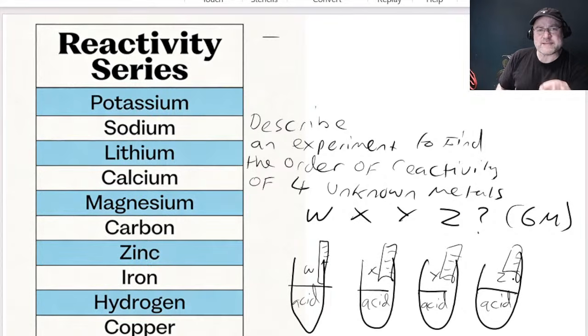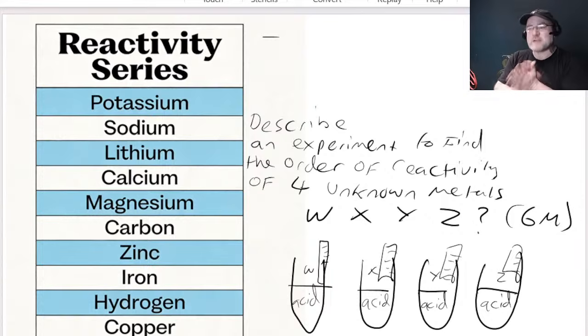Now, we do need to say keep the same mass of metal and the surface area of metal the same. Mass of metal, sorry, not size, mass. You're going to use a scale to measure the mass. You're going to use a measuring cylinder and measure the volume of the acid, and you're going to use the same concentration of acid. And you're going to keep the initial starting temperature the same. And there we go.